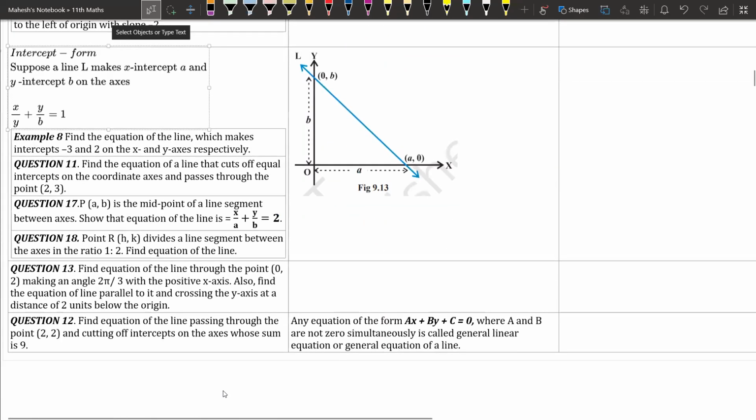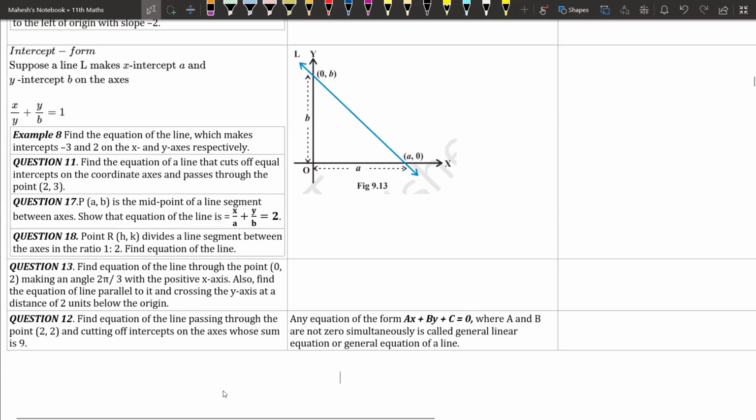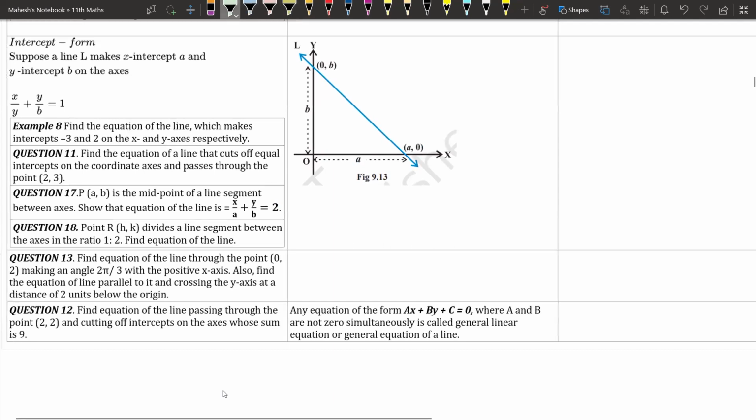Now I will do the next, the final type, which is the intercept form. And more questions are there based on this concept. So let's see how to do this question. First of all, you should understand the intercept form. That means to find the equation of a line when we know its x-intercept as well as its y-intercept. So let's say its x-intercept is A and the y-intercept is B, then the general formula or equation for this is x/A + y/B = 1. So this is the general formula.